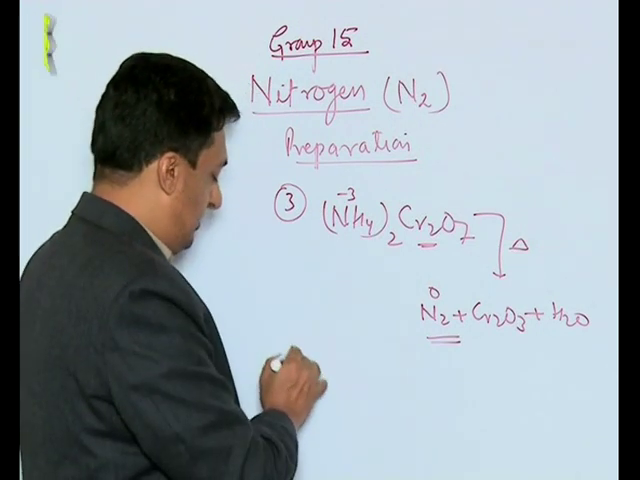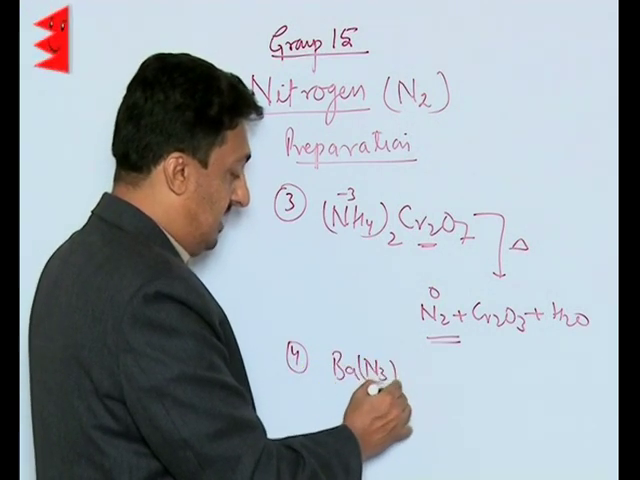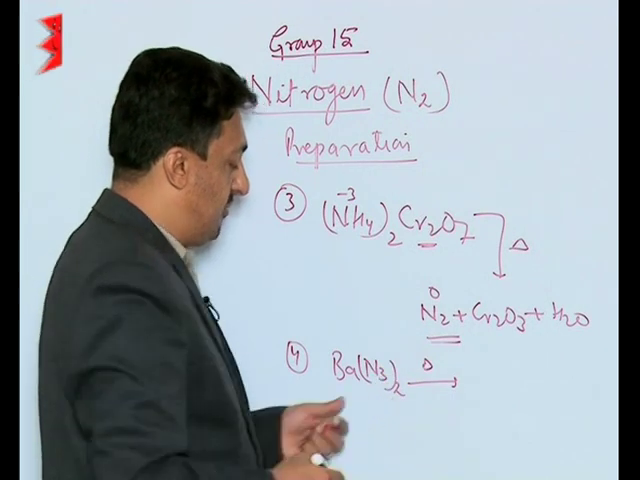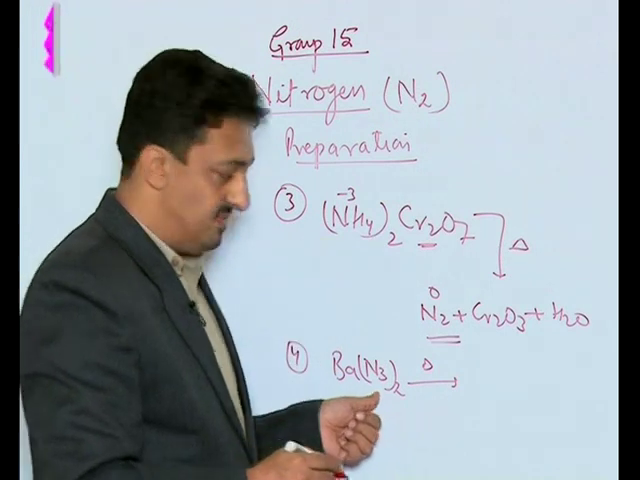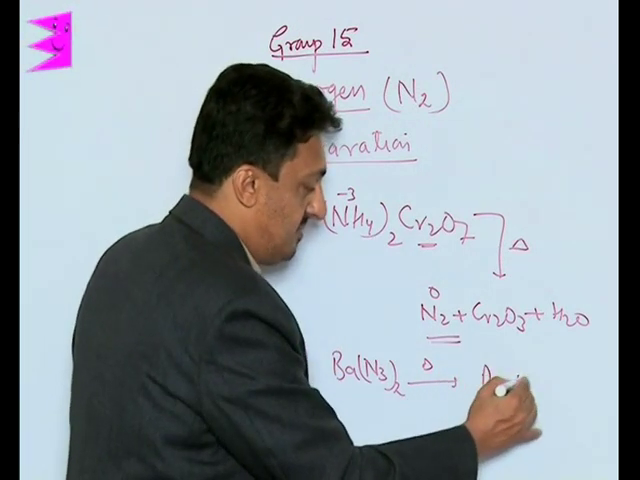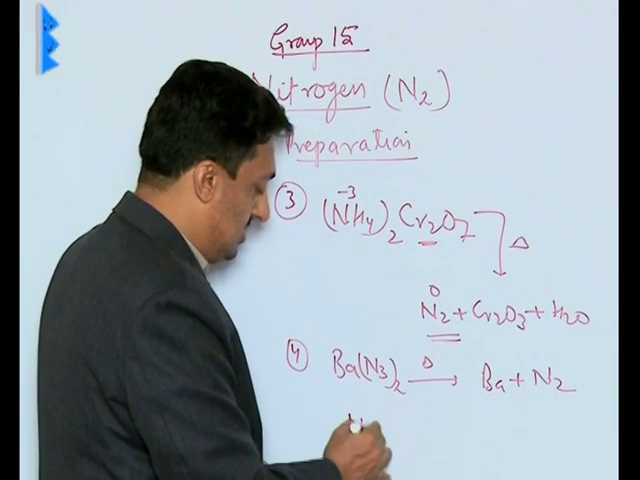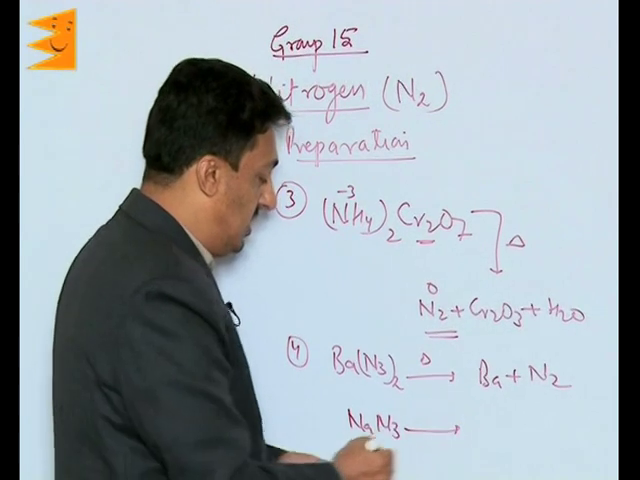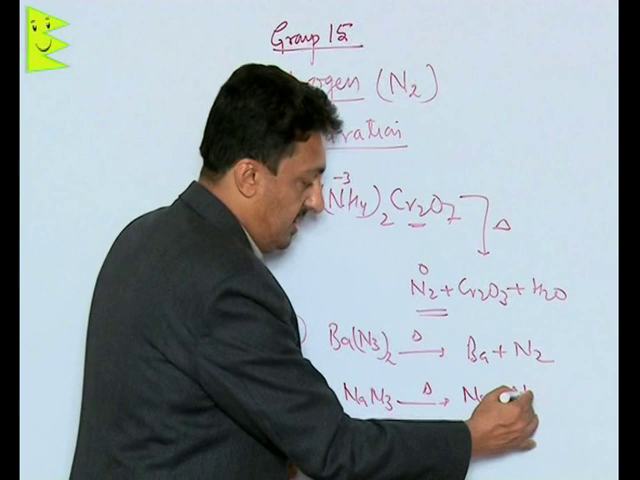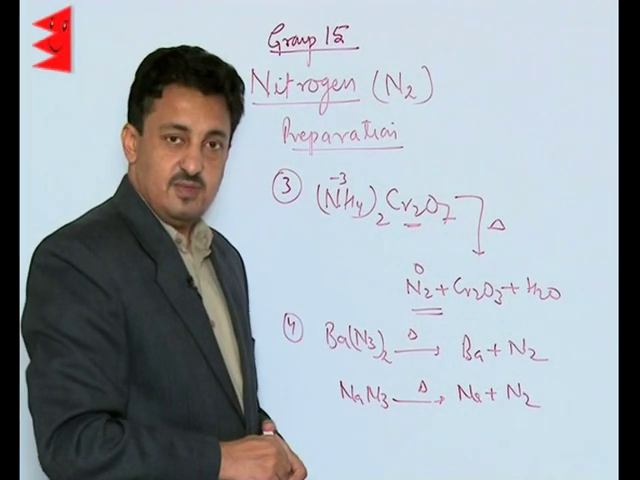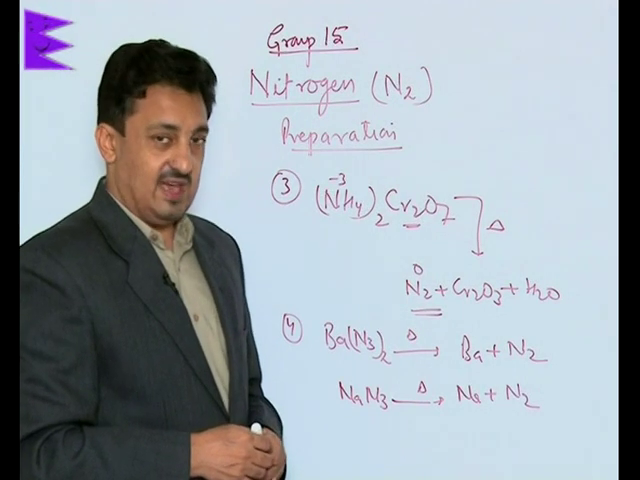Pure nitrogen can also be obtained by the thermal decomposition of barium azide, containing the N3- ion. This gives you barium plus nitrogen. The same reaction can also be done with sodium azide, which on thermal decomposition gives sodium and nitrogen. So these are the general methods of preparation of nitrogen gas.